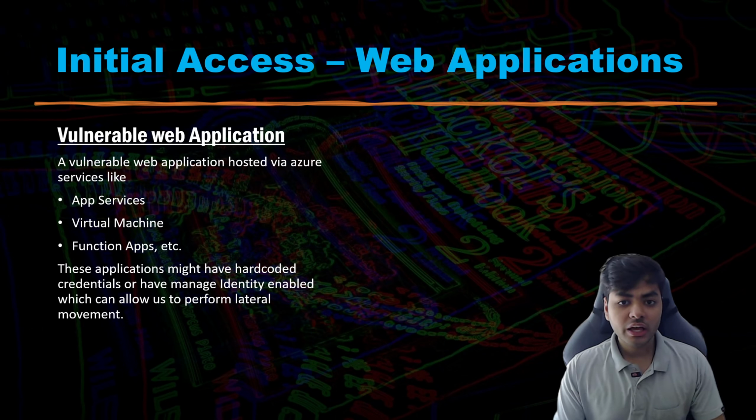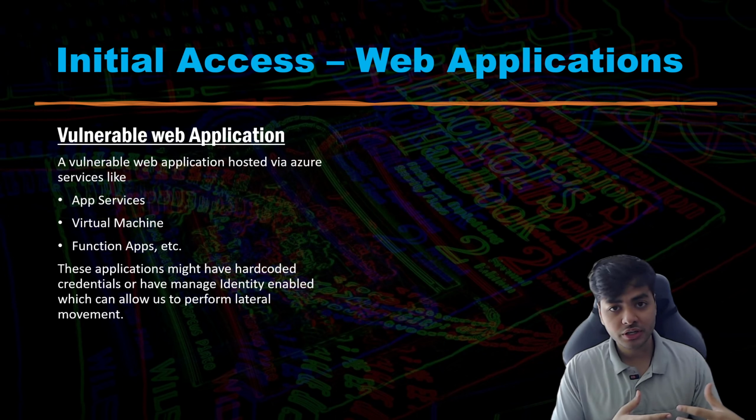RCE. So there are typically many Azure services which allow us to host an application, and those are App Service, virtual machines, Function App, etc. Function App, I already told you, is a serverless application. Virtual machine is just a VM. App Services is where your typical applications are hosted. These applications might have hard-coded credentials or have managed identity enabled, which can allow us to perform lateral movement.